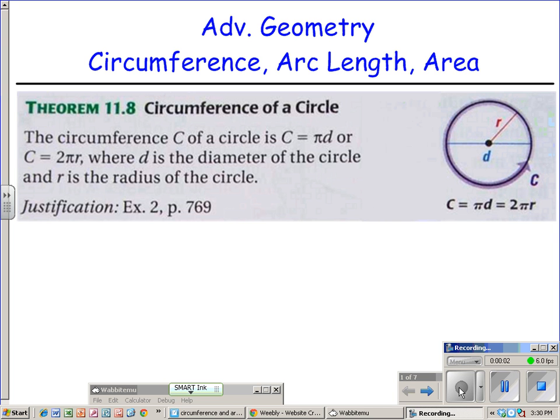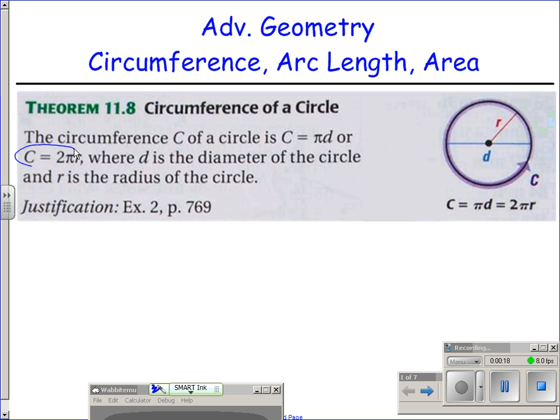Hello everybody, these are the notes for circumference of a circle and arc length. It says area up here, but I'll talk about that in a second video. So, circumference of a circle, I think you've all seen this equation before. We usually use 2 pi times the radius. If we don't know the radius, but we know the diameter, we could use pi times d.